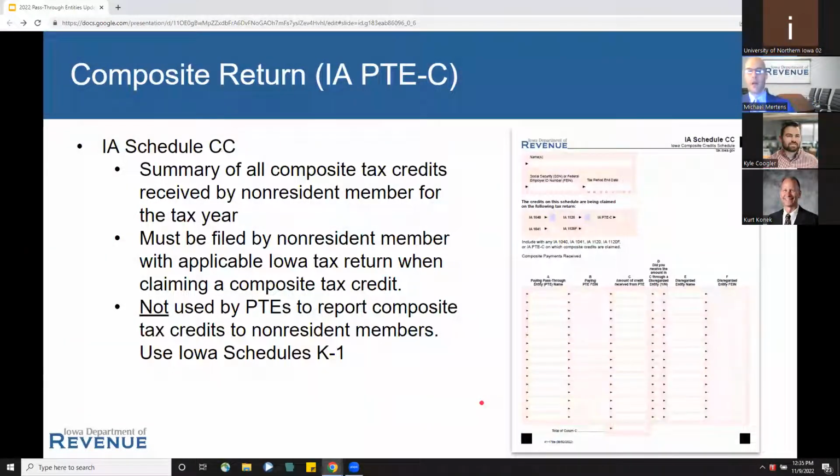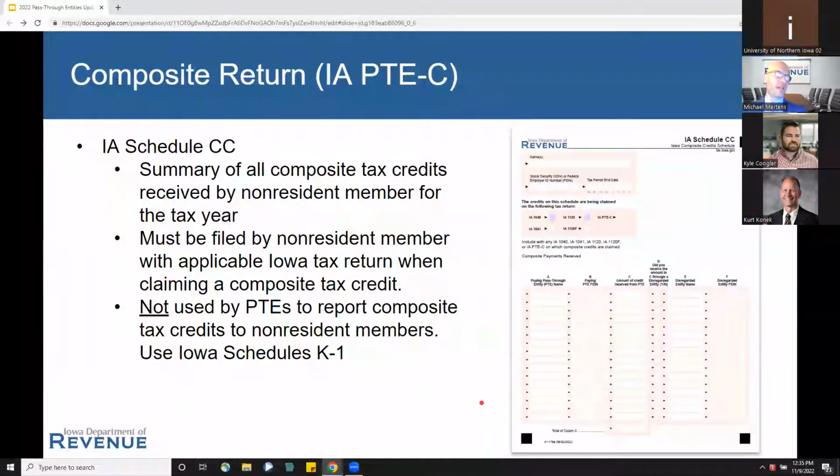Whenever a non-resident member receives a composite credit from another entity and is claiming that composite credit on one or more Iowa returns, it is required to report those amounts or provide a schedule of those composite credit amounts on a new form called the Iowa Schedule CC. This is really just a summary of all the composite tax credits received by the non-resident member for the tax year. And it must be filed by the non-resident member with the applicable Iowa return when it's claiming that credit.